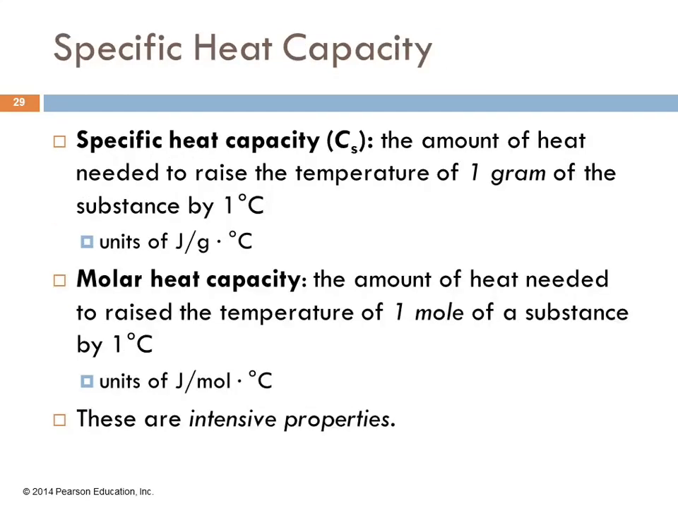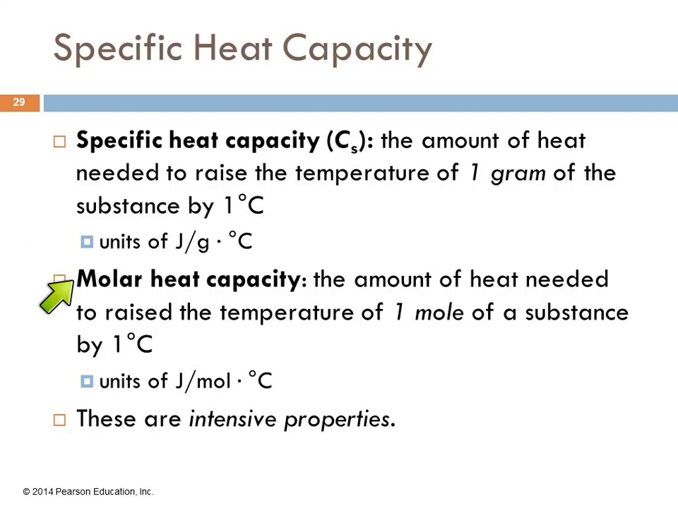So specific heat capacity is the heat needed to raise the temperature of 1 gram of the substance by 1 degree Celsius. And so this is going to have units of joules per gram degree Celsius, whereas the heat capacity was just joules per degree Celsius. So that's specific heat capacity.